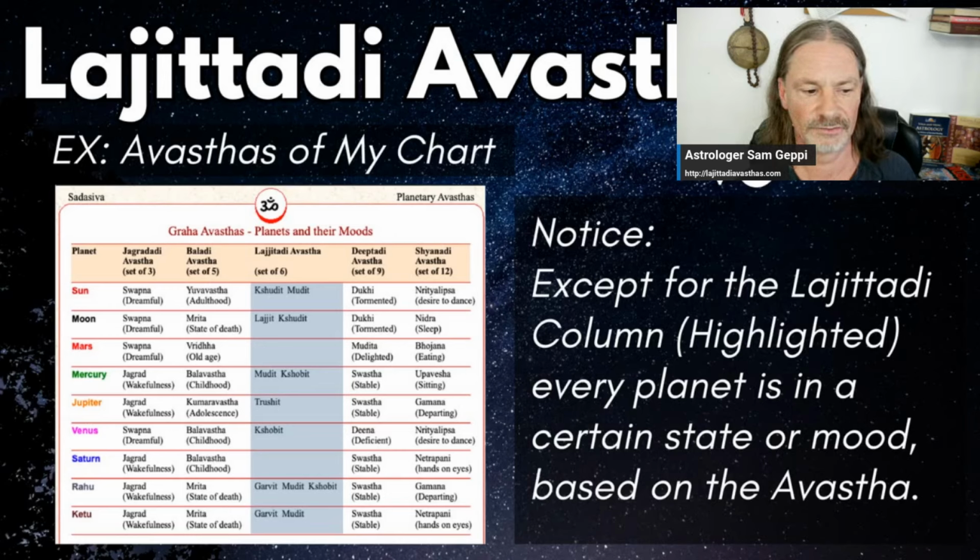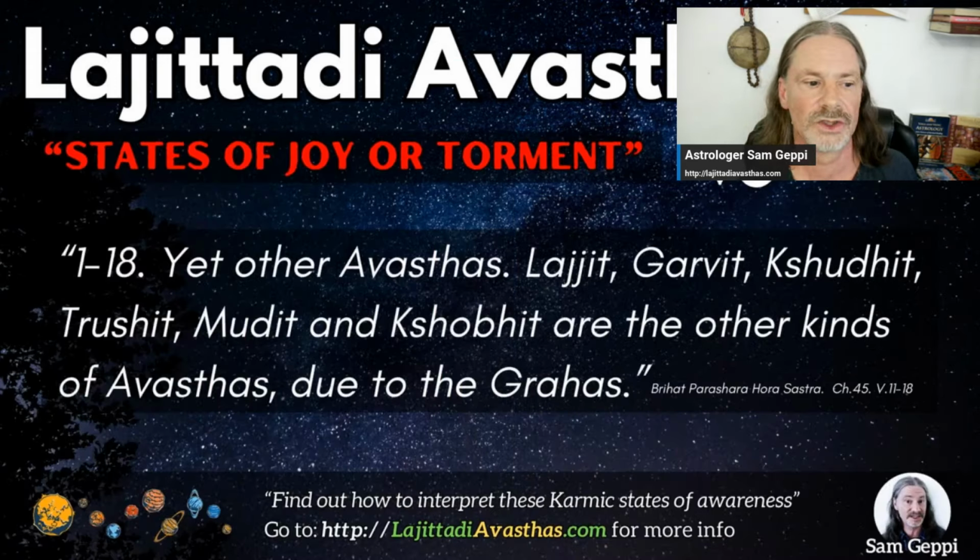But if you go down, you see Mars doesn't have any Lajittadi Avashtas. Neither does Saturn. Saturn doesn't have any Lajittadi Avashtas associated with it because it doesn't fulfill any of the conditions, which I'm going to show you in a minute. So this is why they're special and very interesting, because again, all planets have a dignity, so they have a Deeptadi Avashta. All planets are in a nakshatra and they fulfill the conditions of the Shayanadi Avashtas as well. So again, this is right from the text in Brihat Parashara Hora Shastra that outlines the Lajittadi Avashtas.